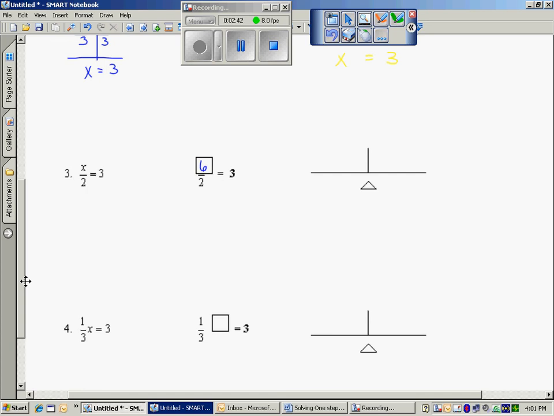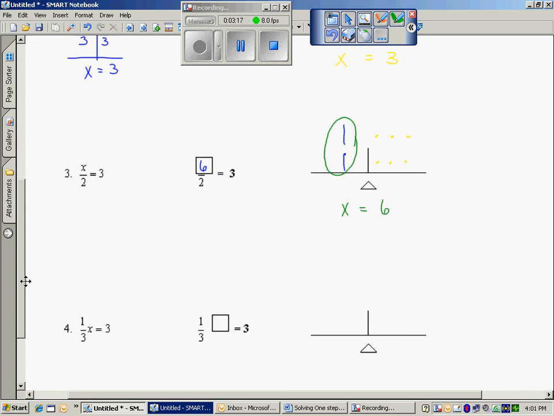Showing this on the balance, I have x over 2, or a half of an x, equal to 3. So I have a half of an x equal to 3 yellow. Well, I want a whole x. So if I put another half, and we know that half x was equal to 3, so this half x is also equal to 3. Putting these together, the half and the half make a whole x, and I have 6 yellow on the right-hand side.